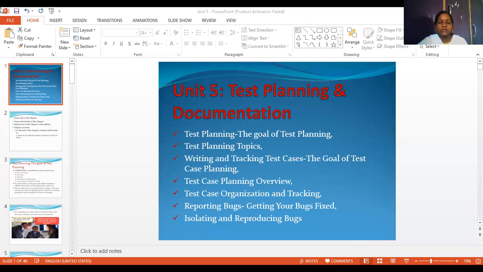Today we are starting with our fifth unit, that is test planning and documentation.